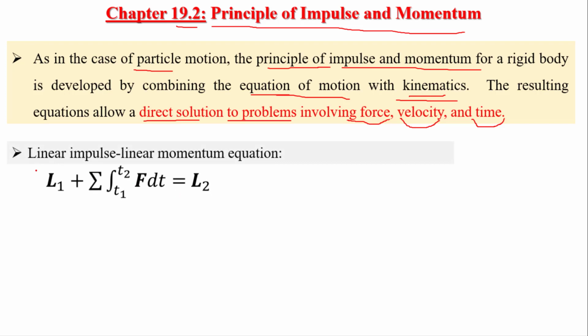So we have one form of this equation. We call it linear impulse, linear momentum equation. Linear impulse refers to this part, and linear momentum, which is L1 and L2. Okay, linear impulse, which is force multiplied by time. Okay, if force is constant, then force will come out of this integration, and then force multiplied by delta T.